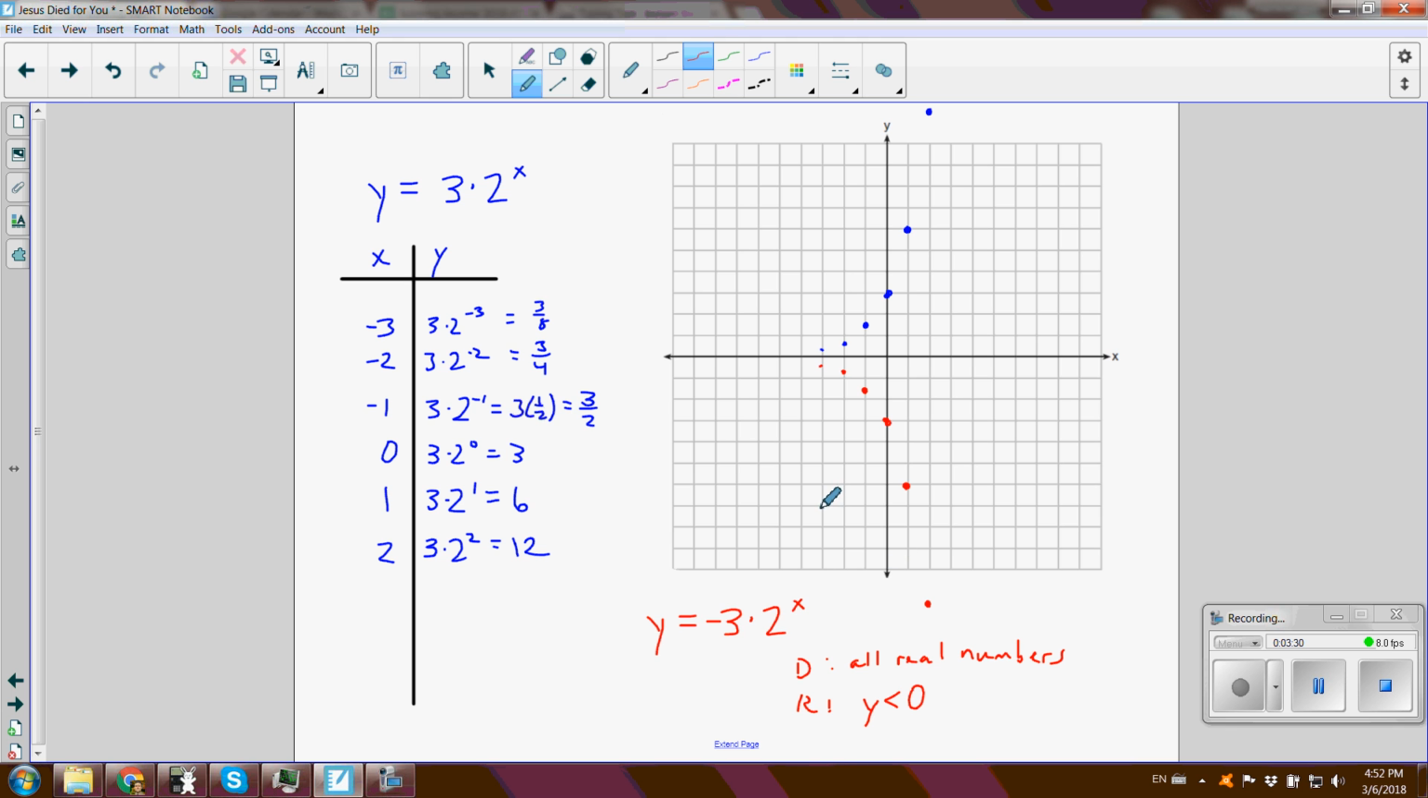And we need to think about domain and range. Domain and range is something we always need to think about when talking about functions.